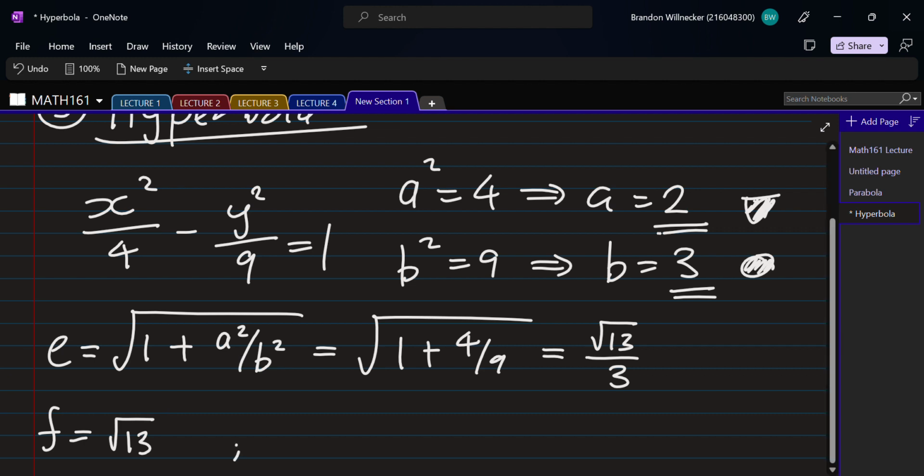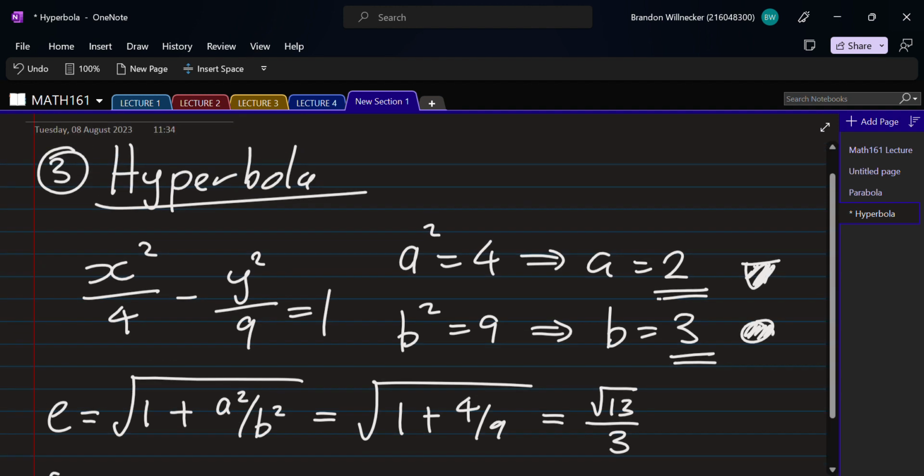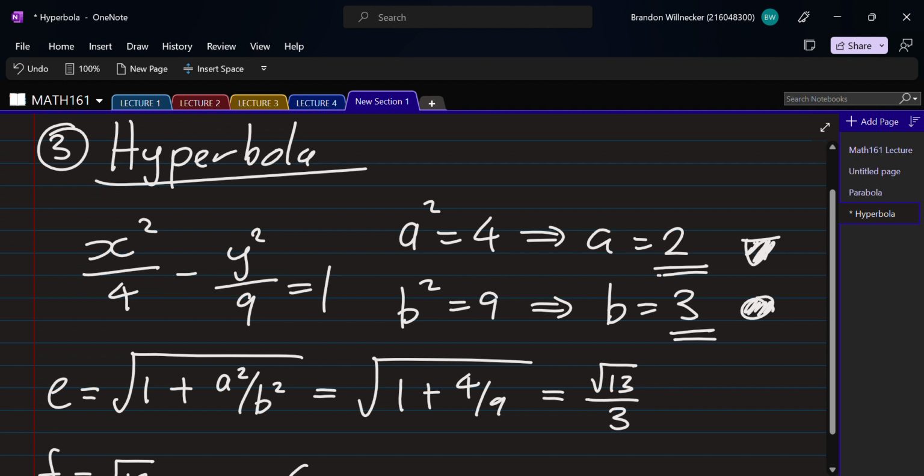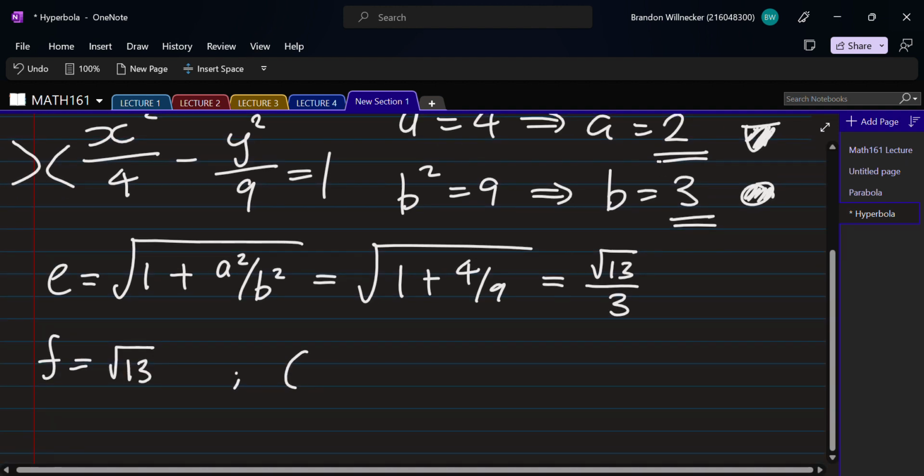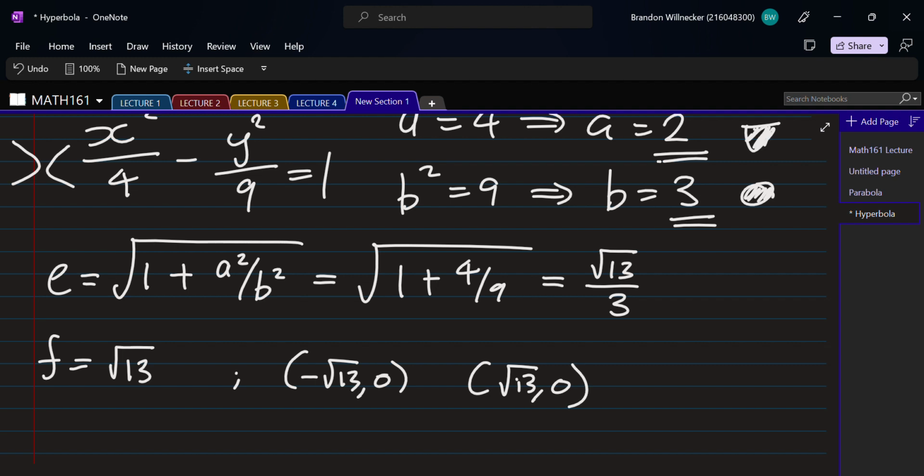Okay, so here we can use this to then find the two foci. So since this is a horizontally oriented hyperbola, so if the x squared is first, so x squared minus y squared, then this is going to be horizontal like that. If it was y squared minus x squared, then it would be vertical. Okay, so just keep that in mind when you're doing these. Okay, so then this will be at minus root 13, 0, and root 13, 0. Okay, so along the x-axis. Okay, so that's using the eccentricity.